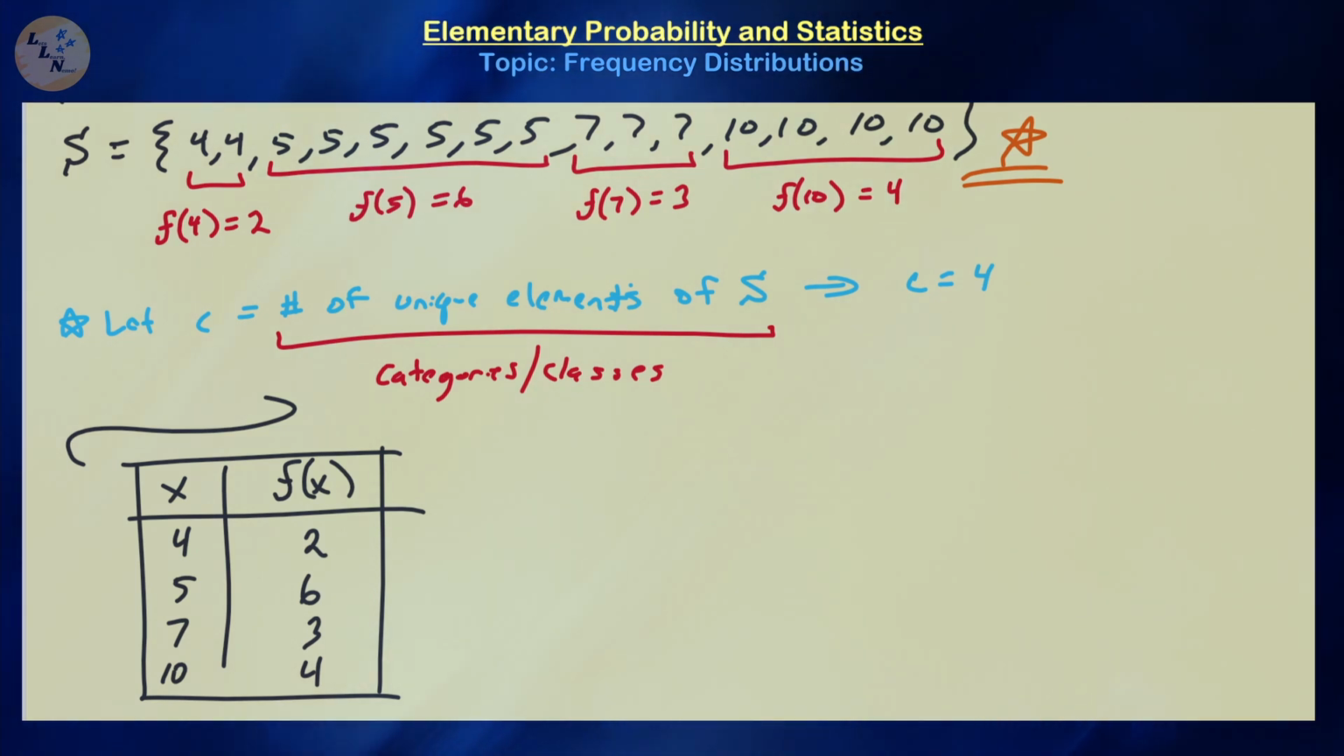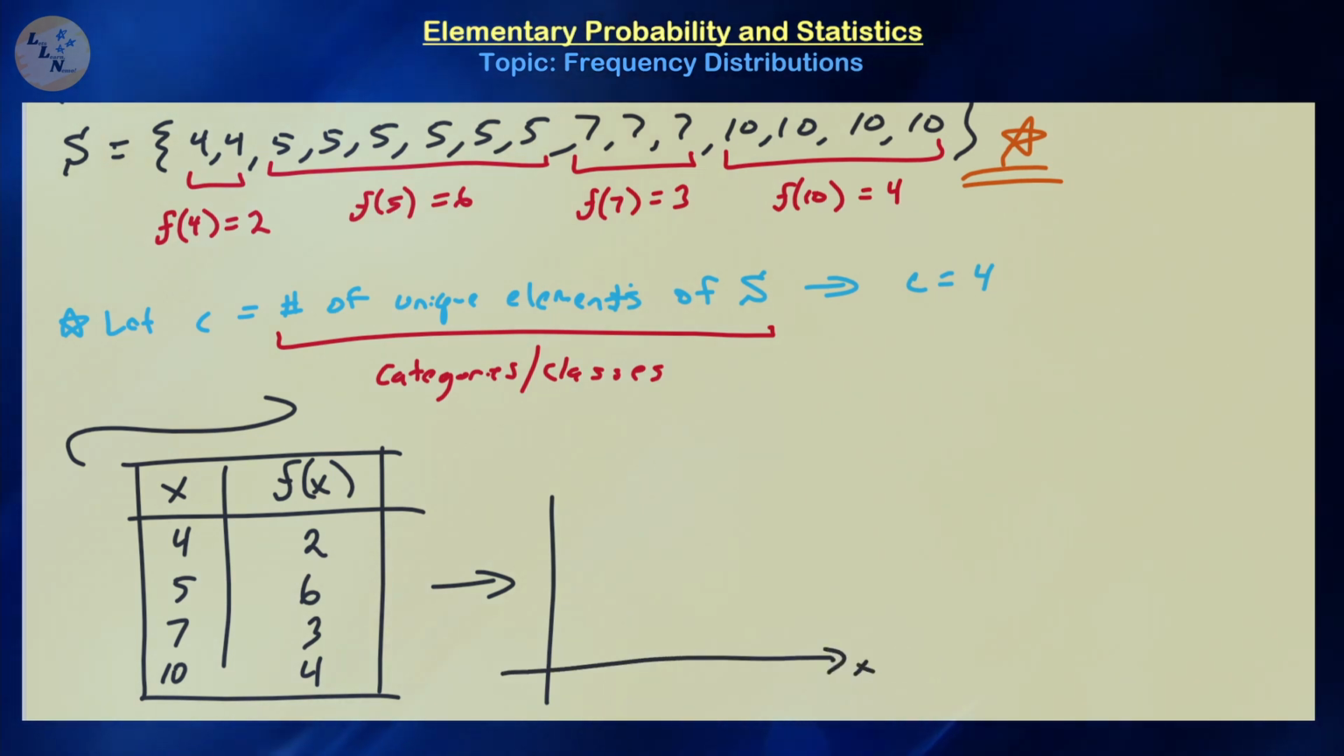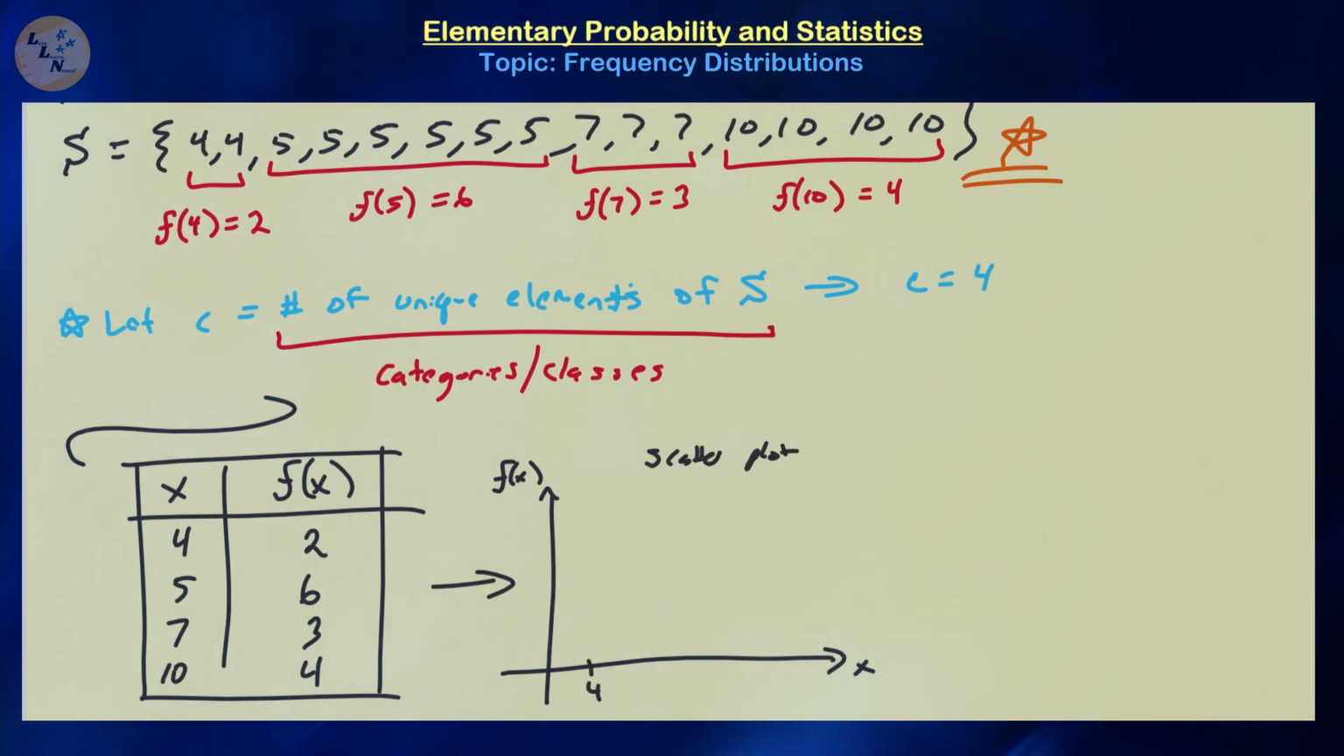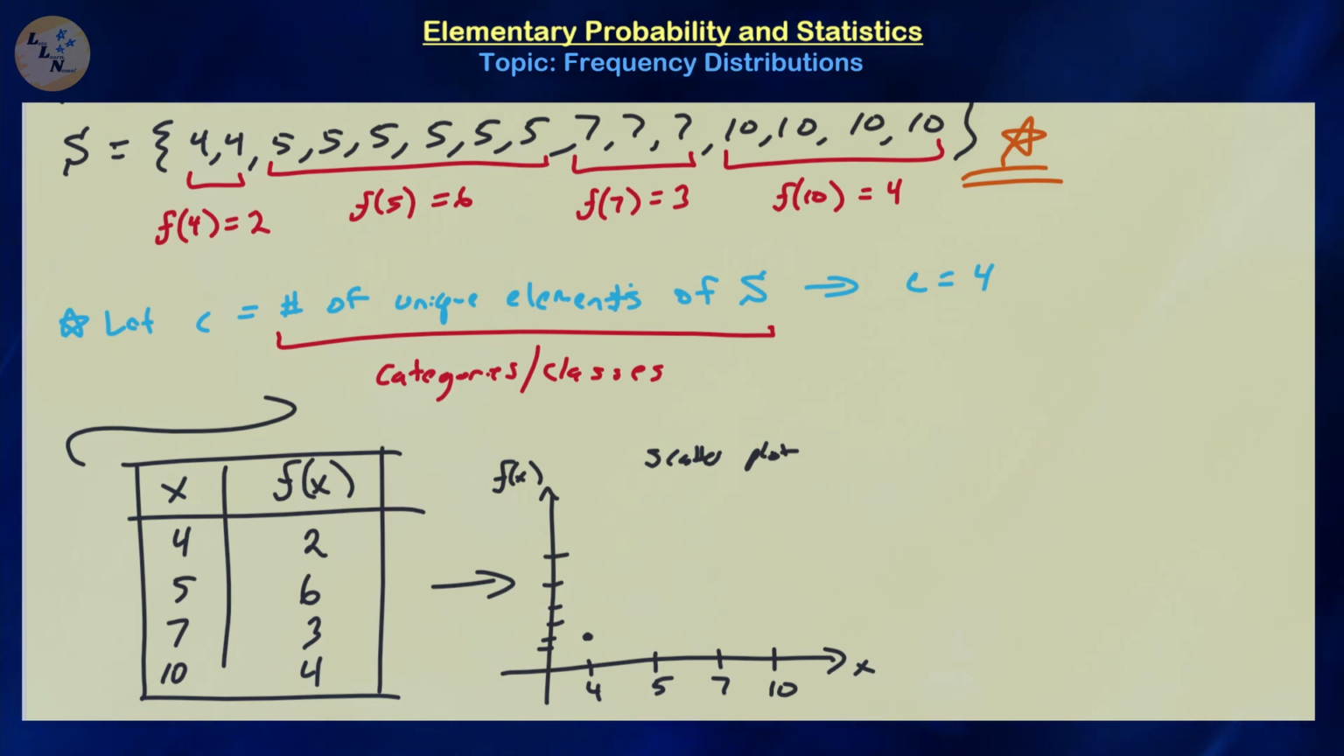Since we have a table of values, we can of course construct a scatter plot representation. So x on the horizontal axis and f of x on the vertical axis. So this is going to be the scatter plot representation. We have the elements 4, 5, 7, and 10. The horizontal axis here is not labeled to scale, so it might be slightly misleading. And then we would put the frequencies, 1, 2, 3, 4, 5, and 6, on the vertical axis. We have 2 for 4, 6 for 5, 3 for 7, and 4 for 10.